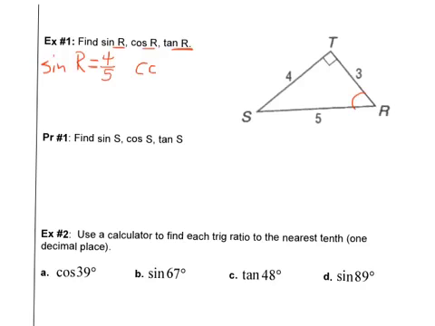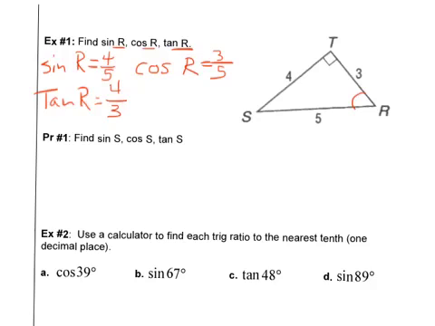And the cosine of R, remember, CAH for cosine is the adjacent side, so 3, which is right next to it, and the hypotenuse, which is 5. So that's going to be 3/5. And the tangent of R is going to be the opposite over the adjacent. The opposite is 4, the adjacent is 3, so it's going to be 4/3. Okay, so you just come up with the trig ratios.